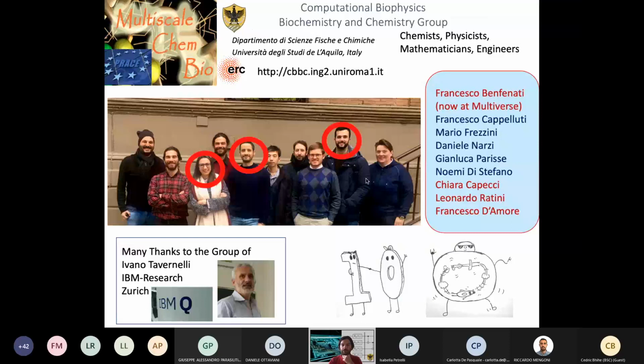Okay, so thank you very much. This is the group, and these are the people. In red are the people who are actually working on quantum computation. I will be glad if someone has some question or curiosity.